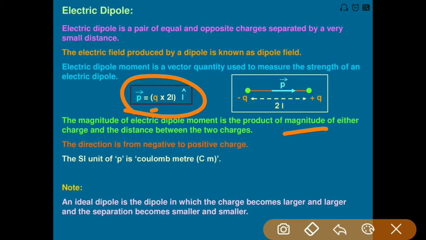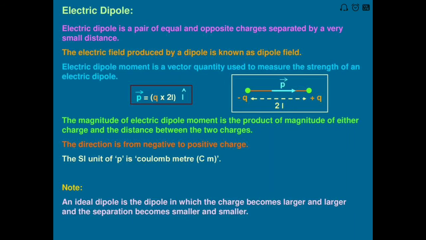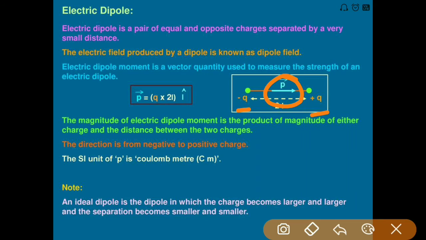But you can see here there is an arrow marked on the P. That means electric dipole moment is a vector quantity. So if it is a vector quantity, then what is the direction of the electric dipole moment? You can see in the figure, it is always from minus q charge to plus q charge. So the direction of the electric dipole moment is always from negative charge to positive charge.